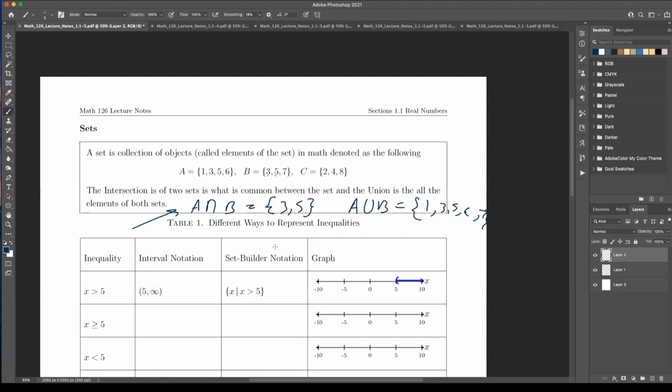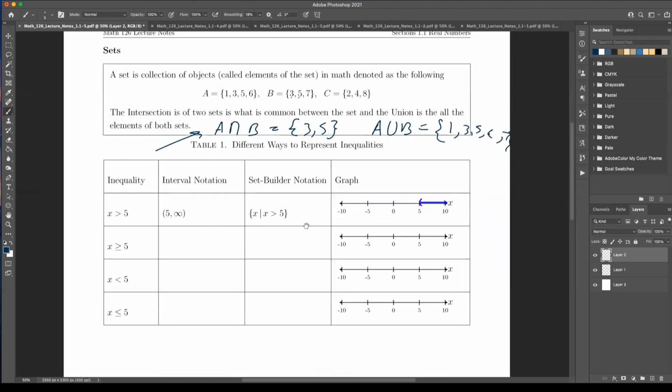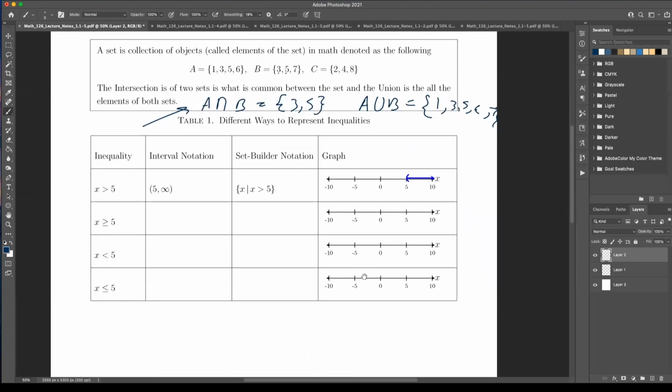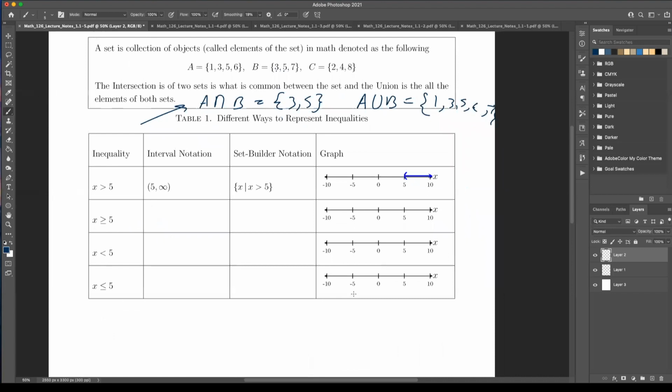Do we do sets in calculus? No, we don't really do too much of this. This, however, comes up all the time in calculus: different ways of representing inequalities. We'll work with equations later.